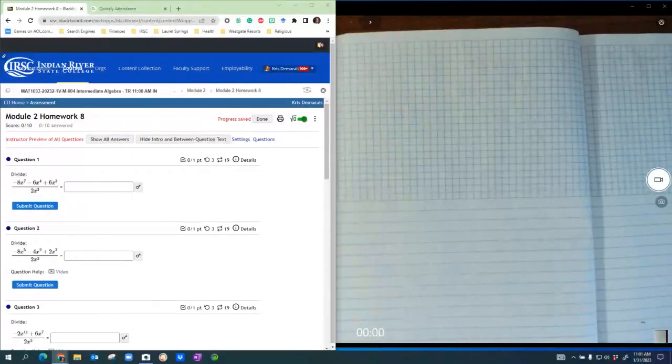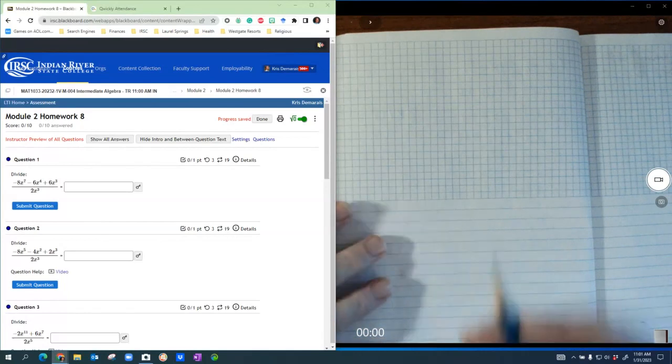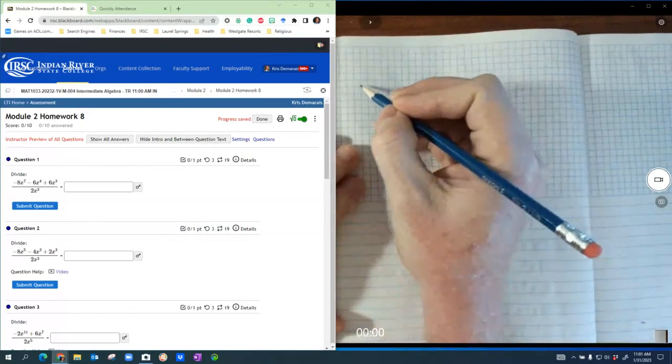All right, students, this is Dr. Gunner again, working with now Module 2, Homework 8. We're going to be working on division of polynomials with monic trinomials or monic values. So in other words, binomials. And binomials are single term polynomials.